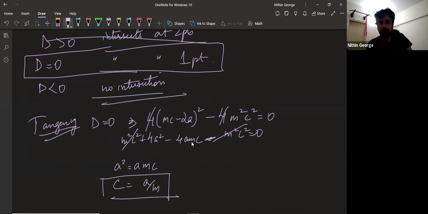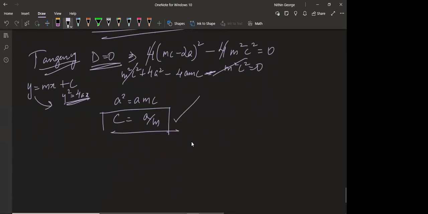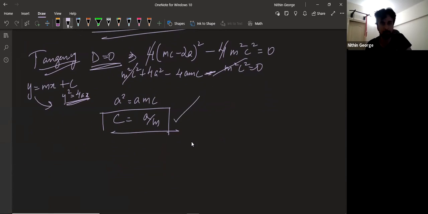This is the condition for tangency. Okay, guys? For any line y equal to mx plus c to be tangent to y square equal to 4ax, the condition for tangency is obtained by taking D equal to 0, which will fetch you c equal to a by m. All right? Yes, sir. Okay, c is equal to a by m will be the condition for tangency for a parabola. Please remember this.